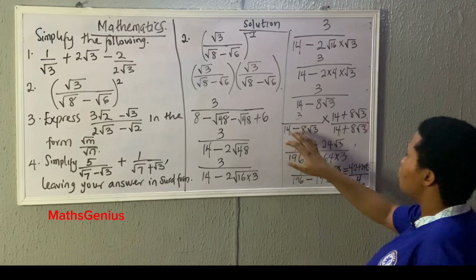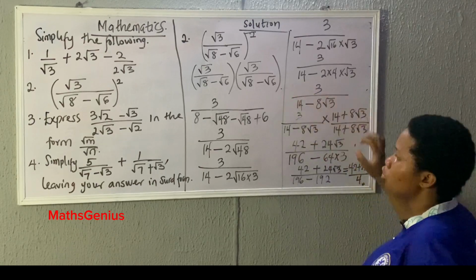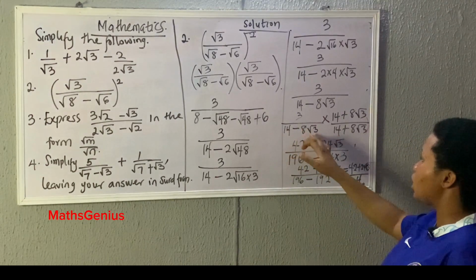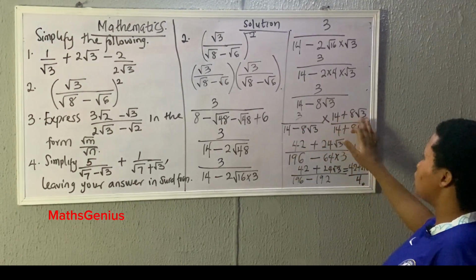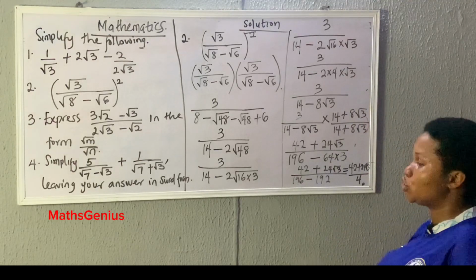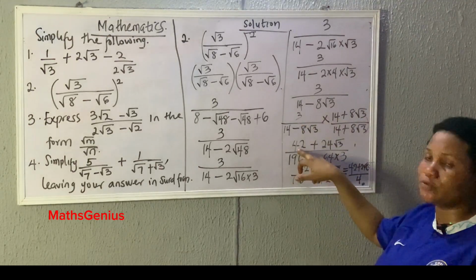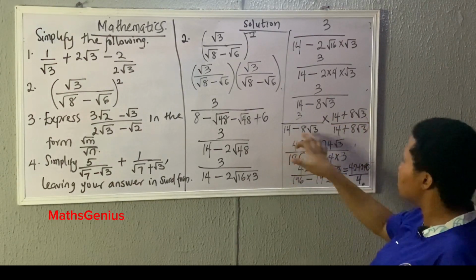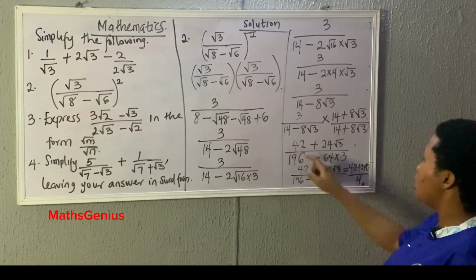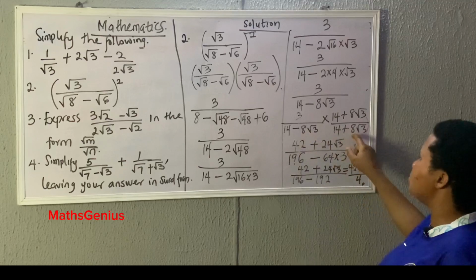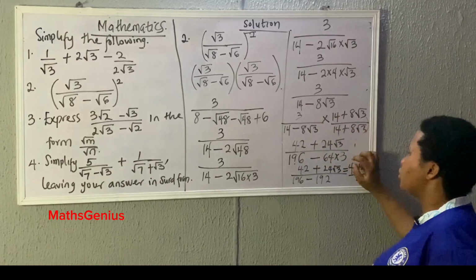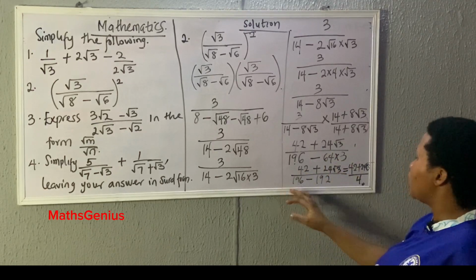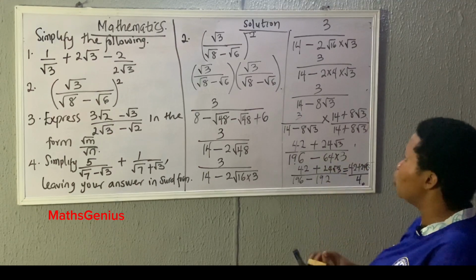So we are trying to remove this surd from the denominator. That is why we are rationalizing using the conjugate of 14 minus 8 root 3, and the conjugate is 14 plus 8 root 3. We multiply both the numerator and denominator. So we have 3 times 14 to give us 42, plus 3 times 8 to give us 24 root 3. 14 times 14 will give us 196. Minus times plus will give us minus. 8 times 8, 64. Root 3 times root 3 will give us 3. So from there we have 42 plus 24 root 3 over 196 minus 64 times 3, which will give us 192.